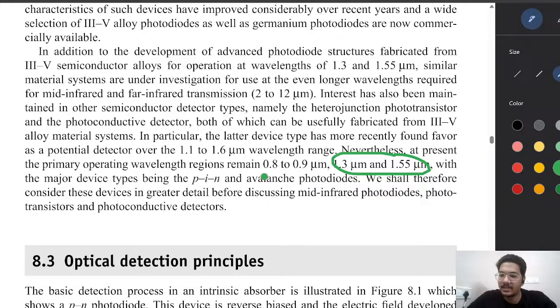Detectors for longer wavelengths are semiconductor detectors. Beside the main photodiode, there are two additional devices: the avalanche photodiode and the heterojunction phototransistor. Okay. Conclusion.